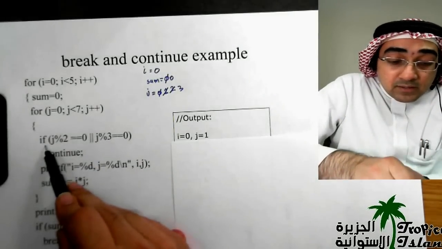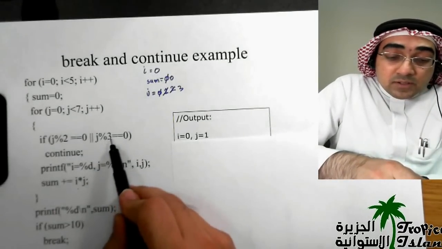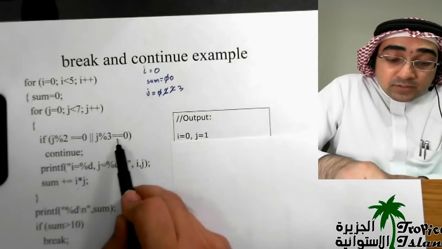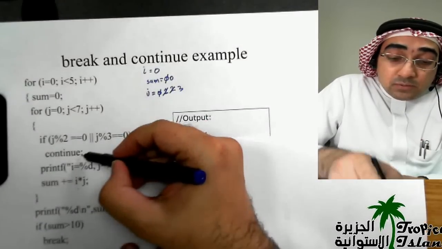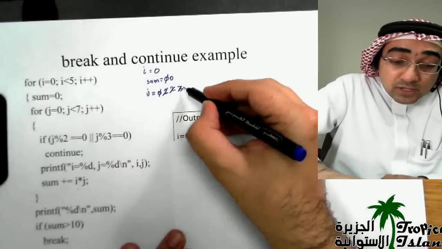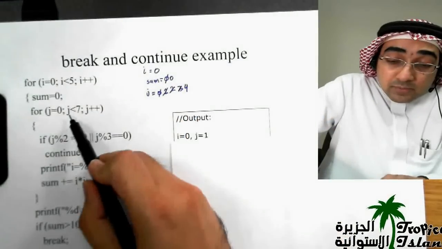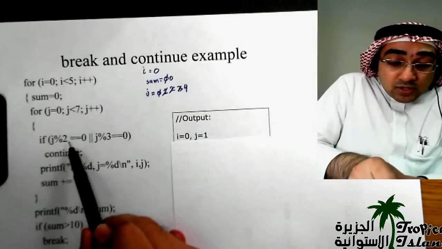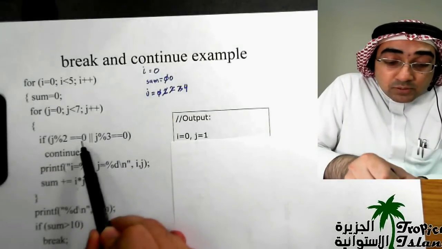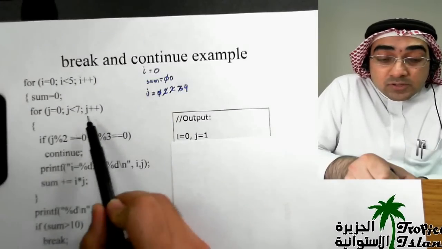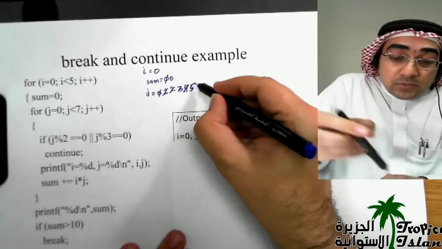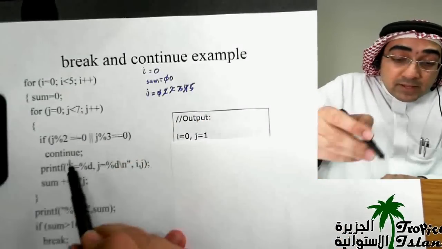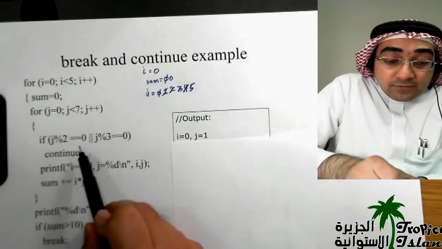Yes, I come over here. Is this condition true? j modulus 3, so 3 modulus 3 is 0, this is equal to 0, this is true, so I go continue over here, I jump back over here, so 3 becomes a 4. Is 4 less than 7? Yes, 4 is less than 7, so I'm going to come over here. Is 4 modulus 2 equal to 0? Yes, 4 modulus 2 is equal to 0, so I do a continue, I jump over here, so this becomes 5. So now 5. Is 5 modulus 2 equal to 0?